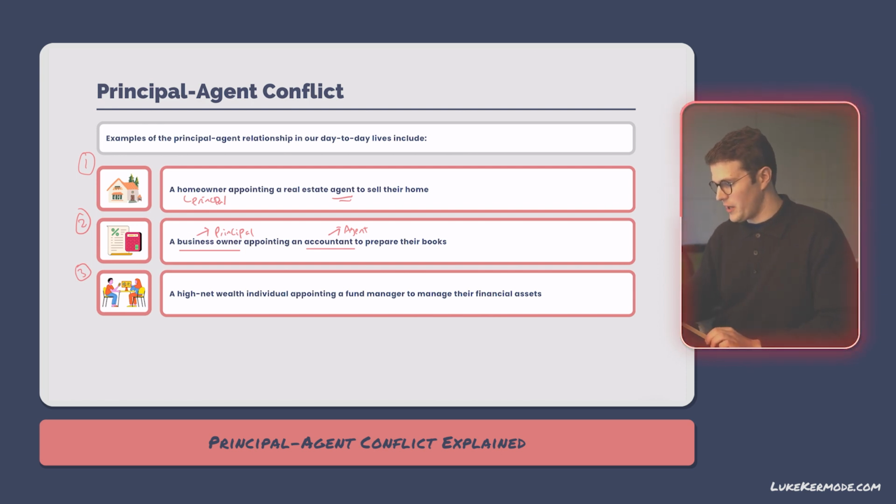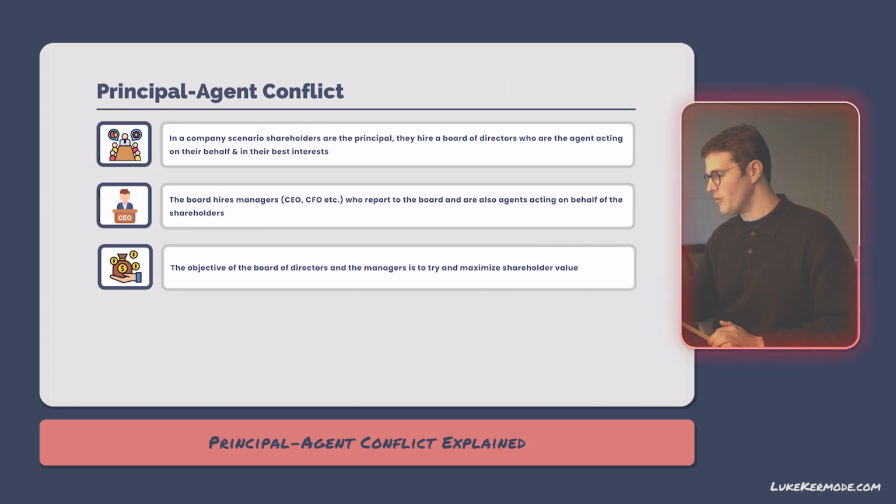So again, you're probably getting the gist of this now. The fund manager would be the agent because they are appointed on behalf of the client, which is the high net worth individual, to grow their wealth, invest their assets, and generate financial returns. So principal-agent dynamics exist outside of a corporate finance scenario, but obviously for the focus of our studying and our work, we're going to focus in on the shareholder and company management dynamic.